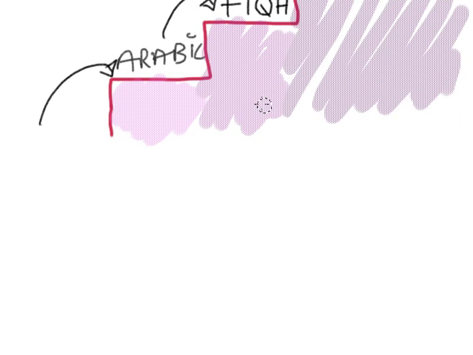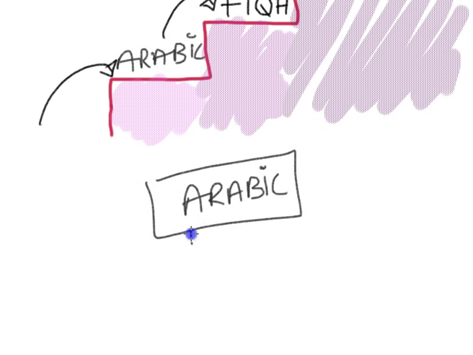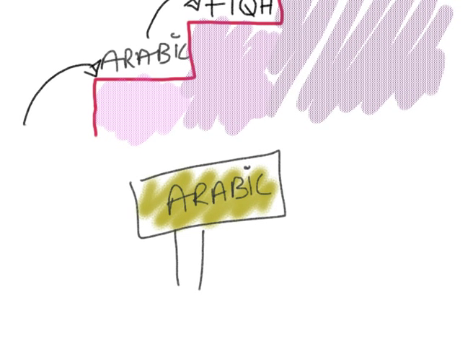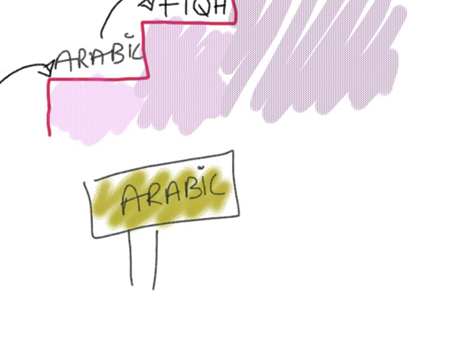Now I'll be talking more about Arabic here. If you imagine Arabic like the main post, it has 4 branches. Let me just color this in a bit. The 4 branches of Arabic are considered to be very, very important. I can't emphasize how important these 4 branches are.